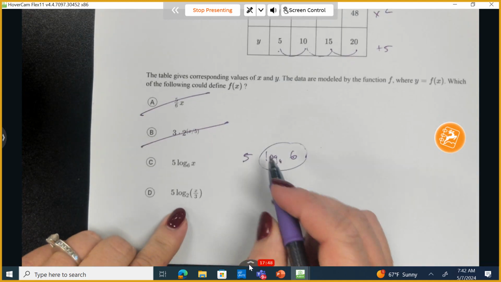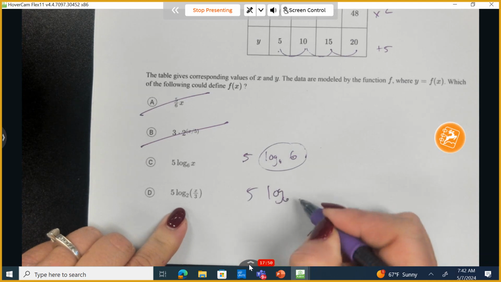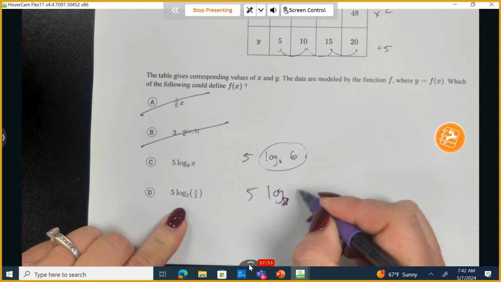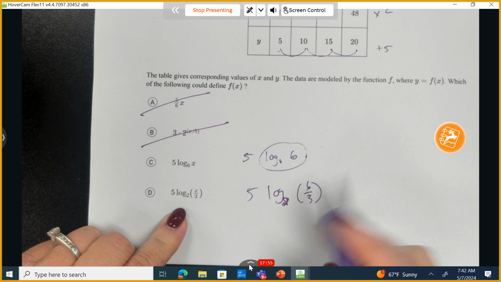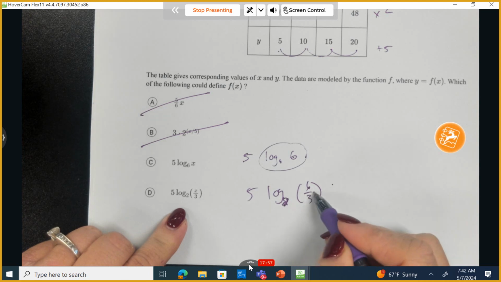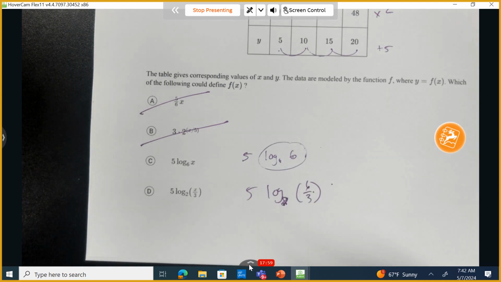But it may work over here too. Let's check. So if I, whoops, sorry, this is a 2 here. This is a 2. So I plug in a 6, and I have, okay, 2 raised to the what is 2? 1 times 5 is 5. So that doesn't help me.